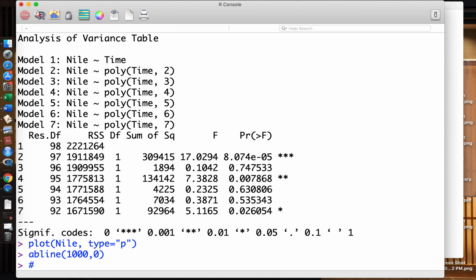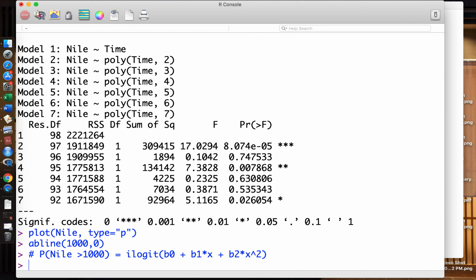So logistic regression model. So basically we fit the probability of y equal to 1. Here the null is larger than 1000. And we fit this as the so-called inverse logit function of a polynomial of x. So beta 0 plus beta 1 x plus beta 2 x squared and so on. So this is the logistic regression model with polynomial.